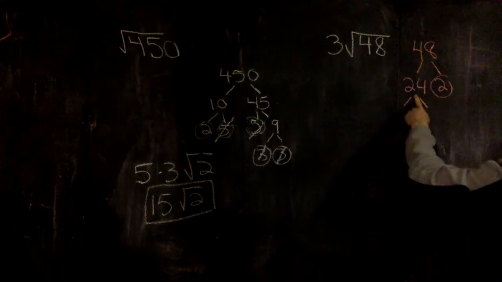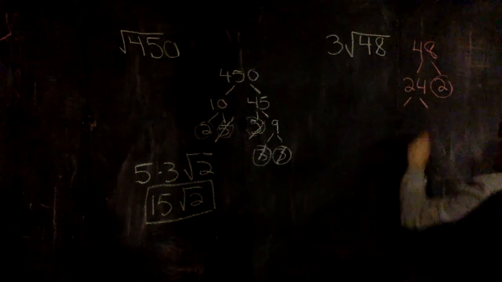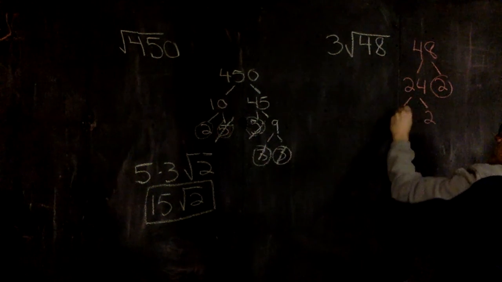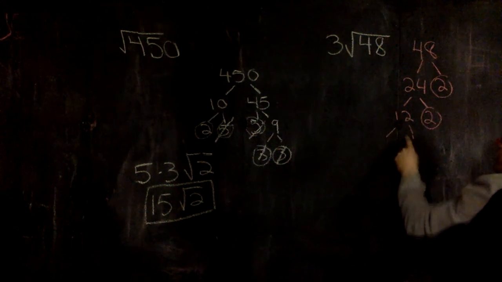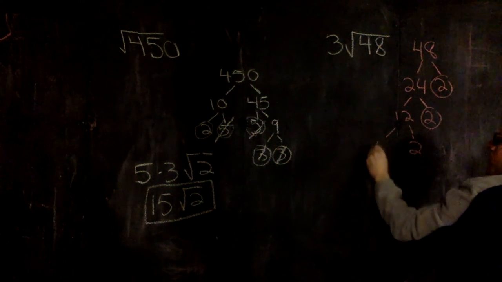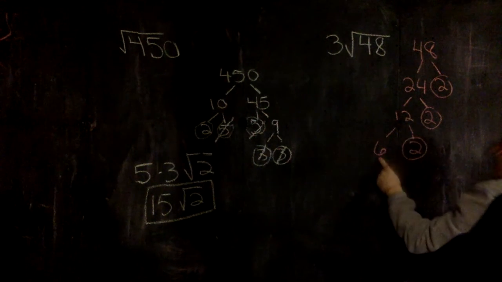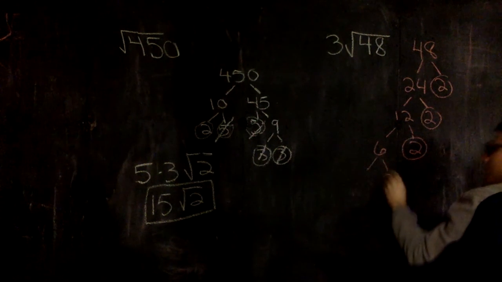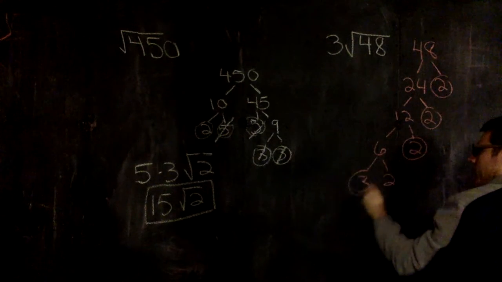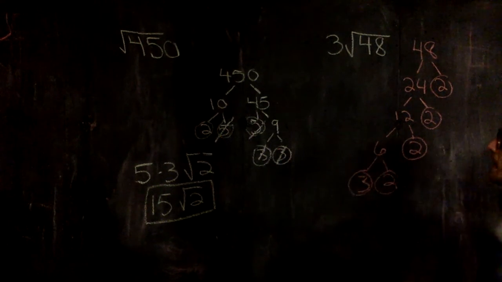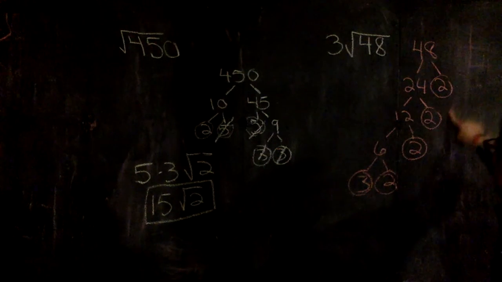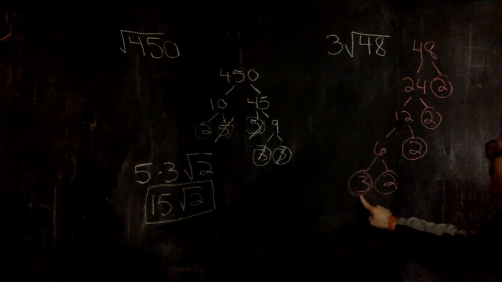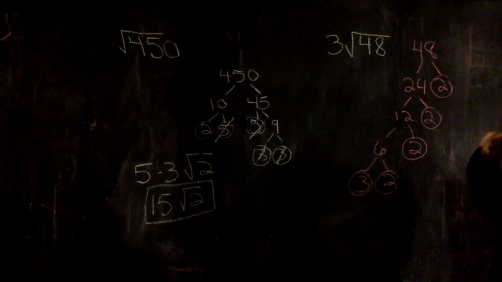2 is prime, but 24 is definitely not prime. I can break that down into 2 times 12. 2 is prime, but 12 isn't. So I'm going to break 12 down into 2 times 6. 6 is not prime, so I need to make that break down. And now I have this really nice tree set up over here where all of the numbers at the bottom are prime. I circled them because they're prime.